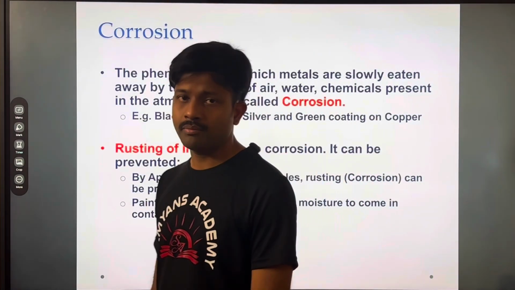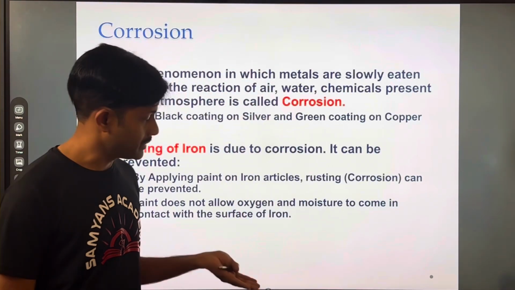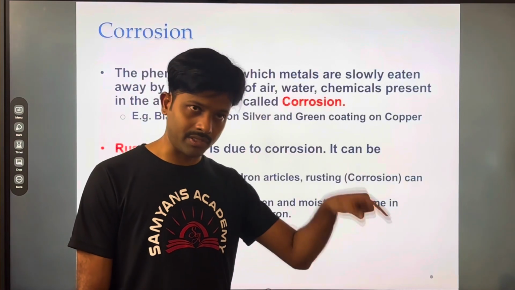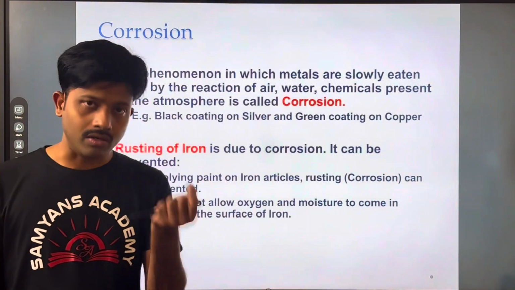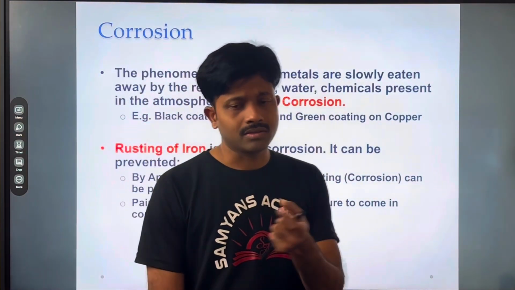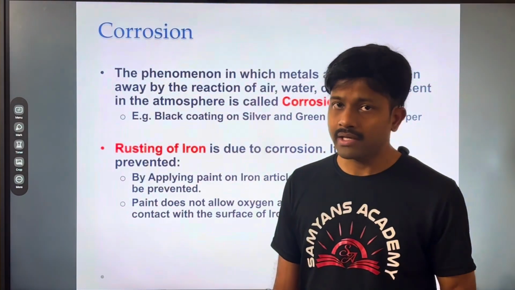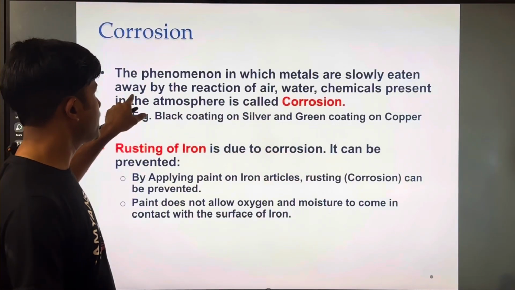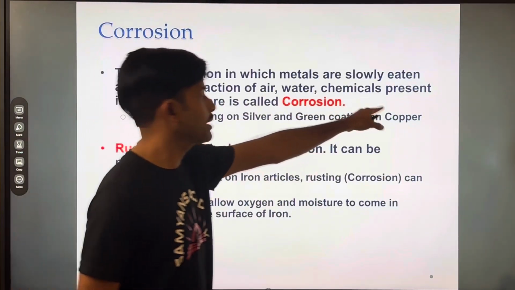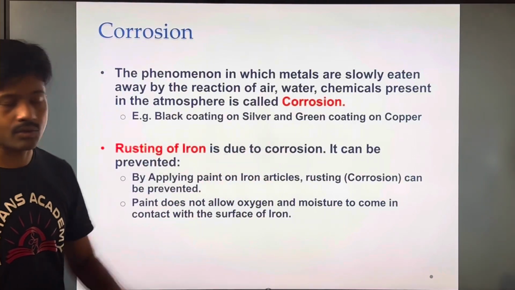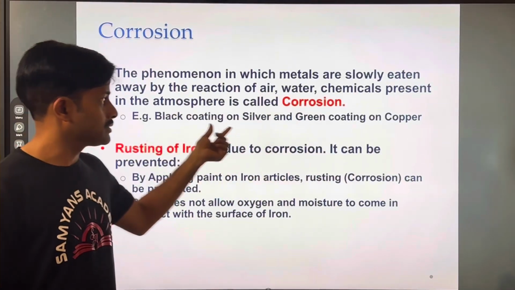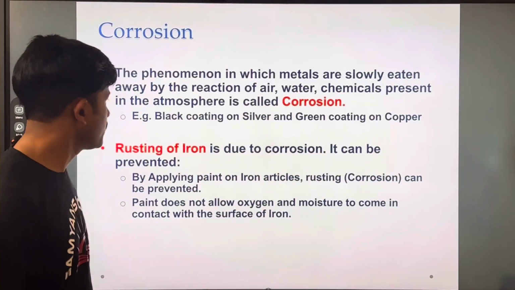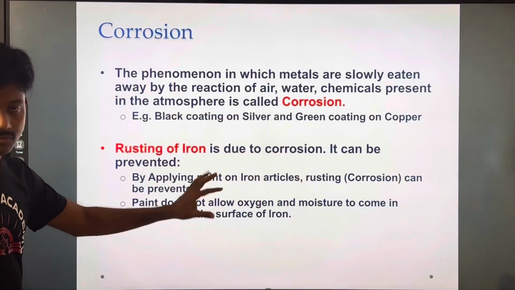Then corrosion. Corrosion means the metal is converted into its natural state. Means metal becomes metal oxides or metal carbonates or metal sulfate while reacting with the oxygen or water or some chemical substances present in the atmospheric air. Okay, for example, what is corrosion? The phenomenon in which metals are slowly eaten away by the reaction of air, water, chemicals present in the atmosphere is called corrosion. Some examples are there here: black coating on silver and green coating on copper are examples of corrosion, and rusting of iron also is due to corrosion.